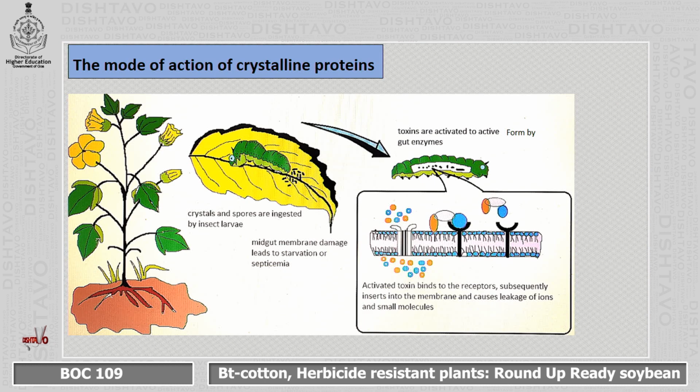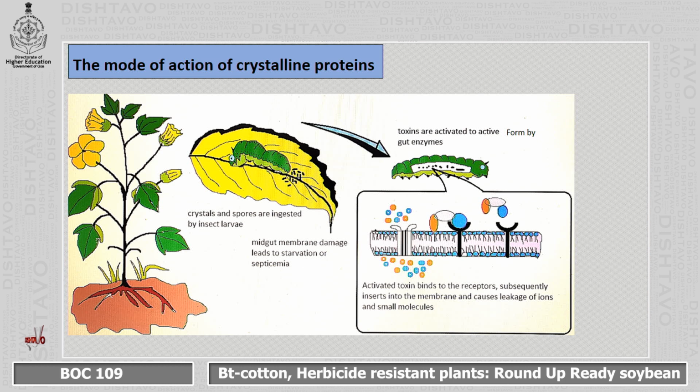Now the mode of action of crystalline proteins. How do these crystalline proteins work? When the larvae of the insects start to feed on the leaves, the crystalline proteins and the spores are ingested by the larvae, and when they reach the gut region, where the conditions are highly favorable for the crystalline proteins to work, that is, highly alkaline conditions are present in the gut of the larvae.